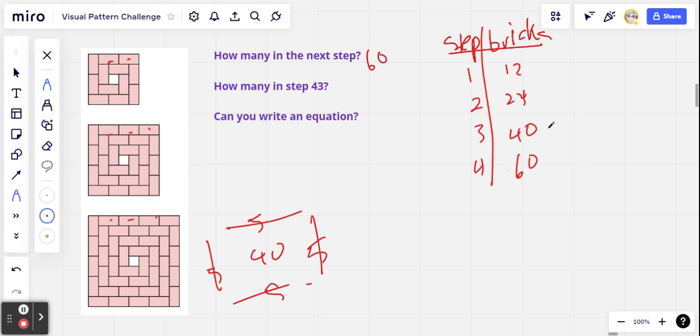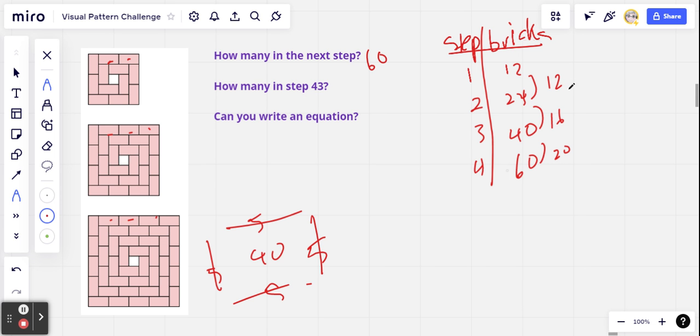Now let's take a look at these numbers. Let's analyze them by finding the difference between each step. 24 minus 12 is 12. 40 minus 24 is 16, and 60 minus 40 is 20. So not a constant, but I didn't expect this to be a linear pattern. It seems like it's growing much too rapidly for that.